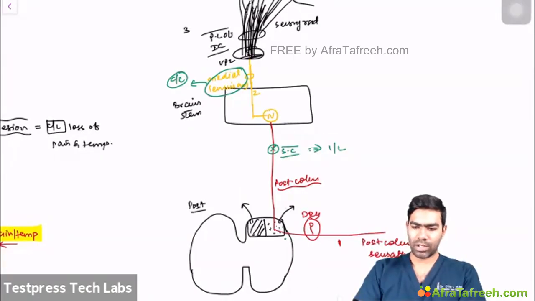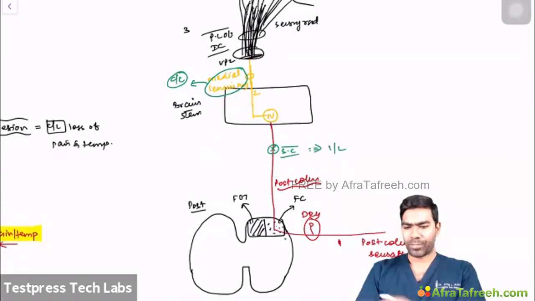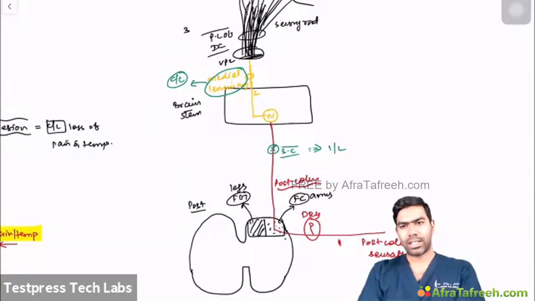And those that are present on the lateral aspect is what we refer to as fasciculus cuneatus. So you have two separate tracks, fasciculus gracilis and fasciculus cuneatus. Gracilis carries sensations from the legs, and cuneatus carries sensations from the arms, that is the upper limb predominantly.